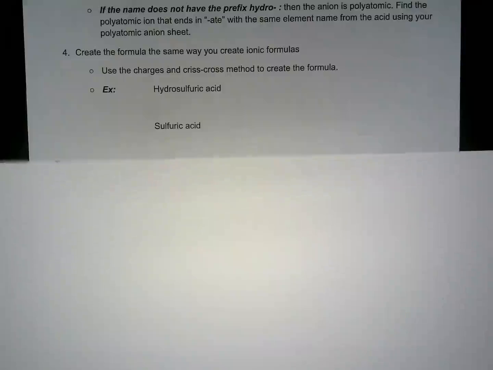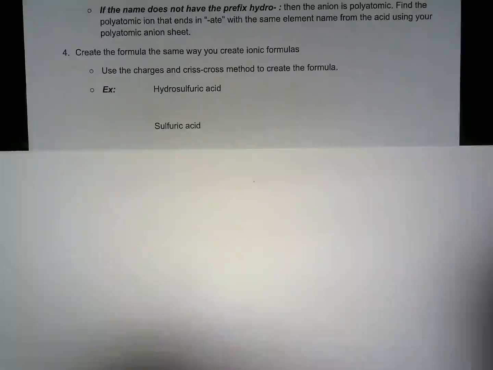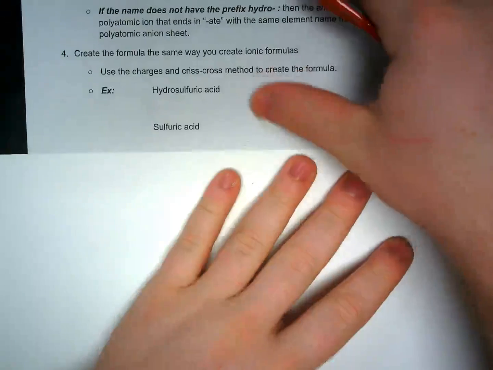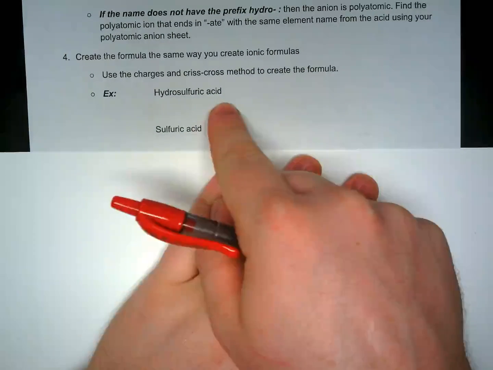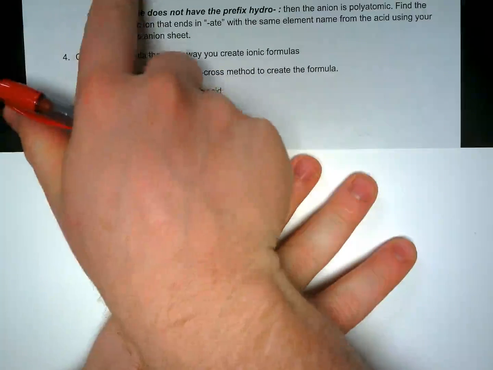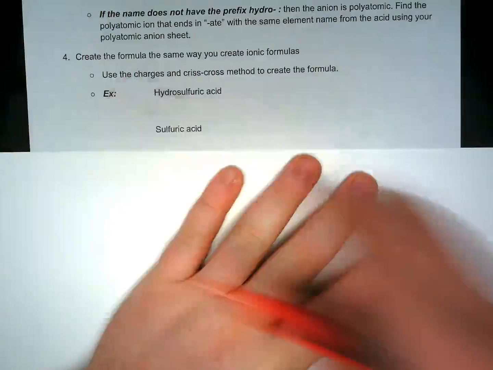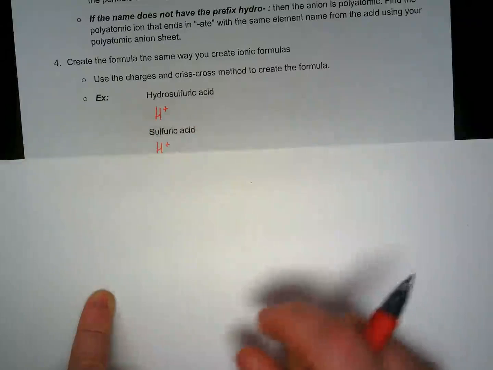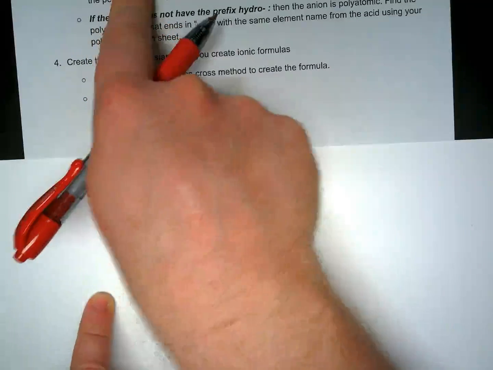Okay, so again, let's look at these 2 examples here. I'm going to walk you through steps 1 through 4. Number 1, identify the substance as an acid. Boom, both acids, cool. Moving on, number 2, all acids have H plus as their cation. So all of them have them looking like this. Now, we've got to determine the anion.